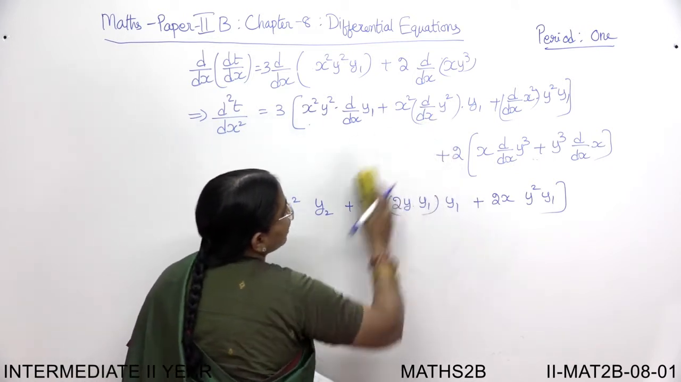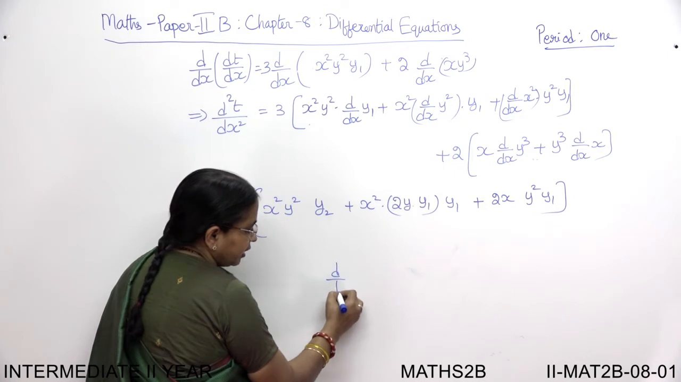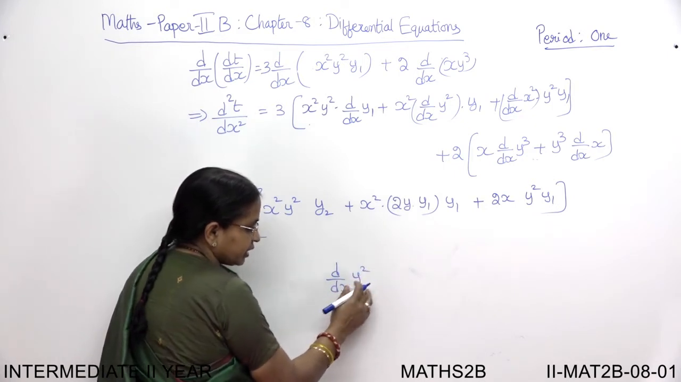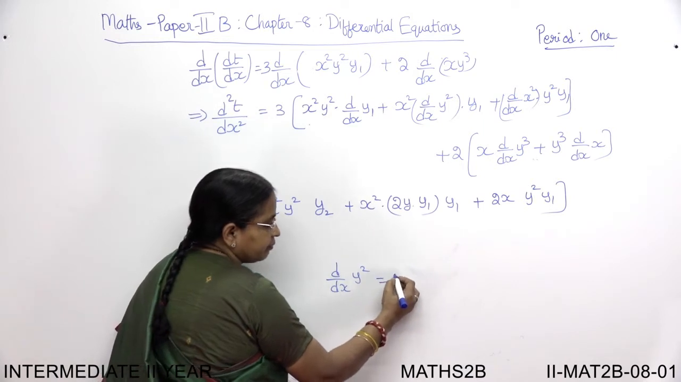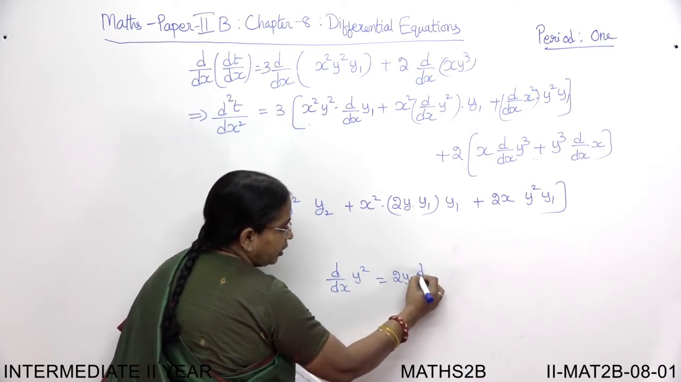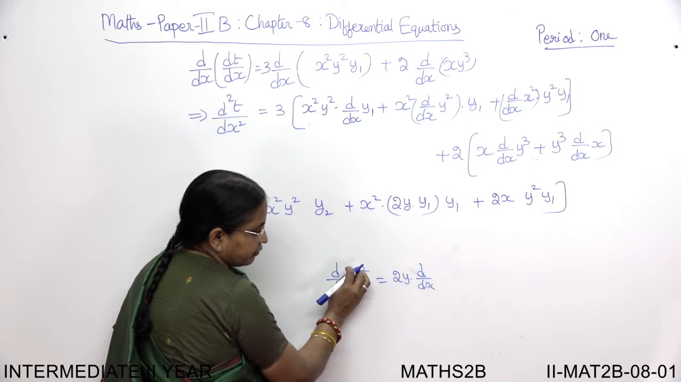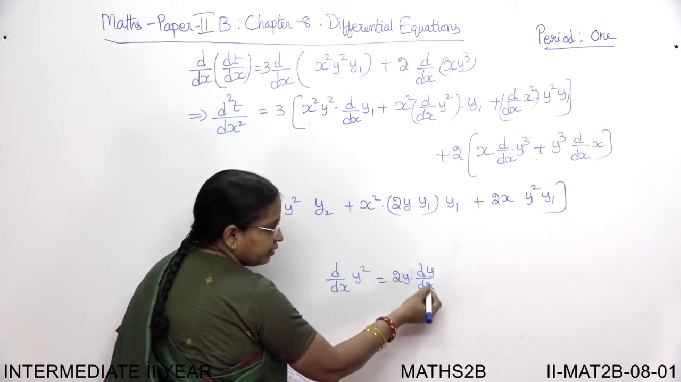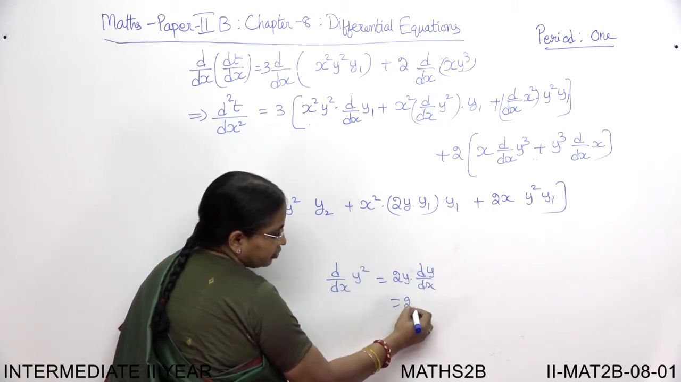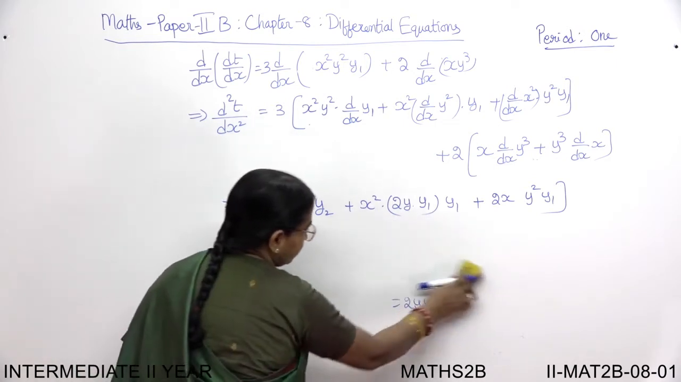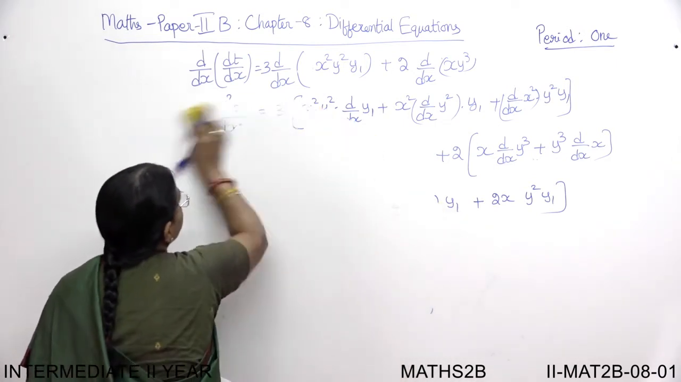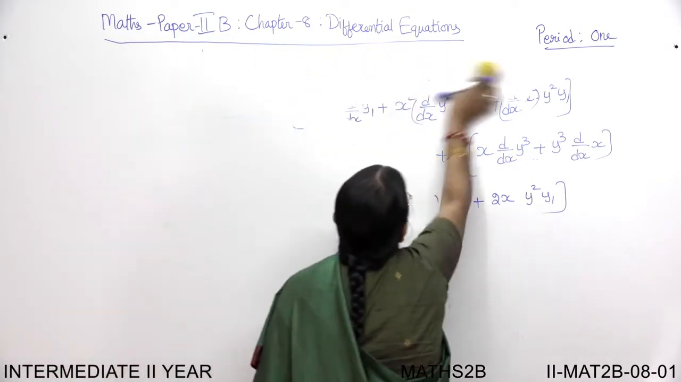Similarly here, the derivative of y square is with respect to x. So you will write its ordinary derivative as 2y into d by dx of this inner function, that is y. So dy by dx is nothing but y1. So 2y y1. You should be able to write all this directly. Then it becomes easy for you to find the differential equations.